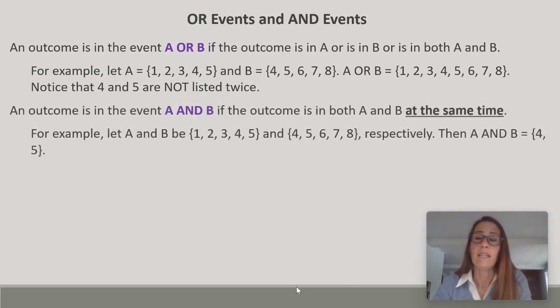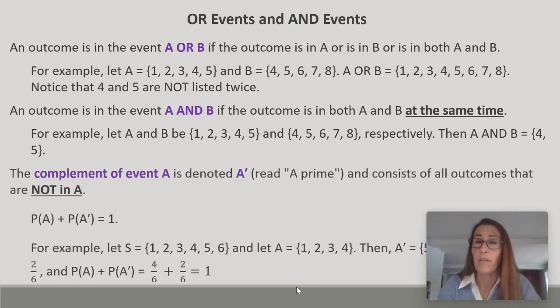So an outcome is in the event A and B if the outcome is in both A and B at the same time. So if we let A and B be as before, then the event A and B is only going to consist of the numbers 4 and 5, because those are the only two numbers that are in A and in B.